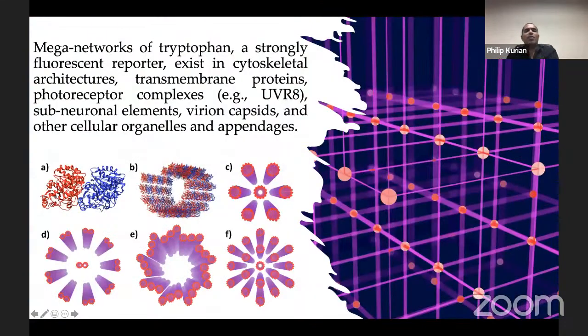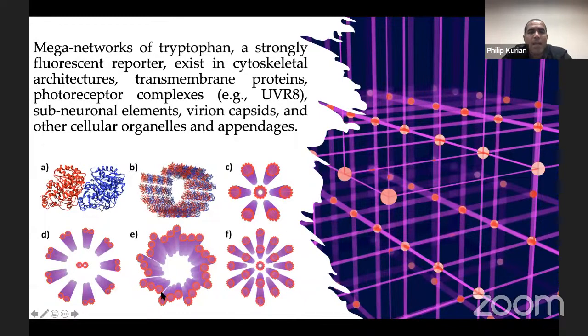Okay, so these networks of tryptophan that I described in microtubules and in tubulin, they exist actually throughout biology, and they form these large hierarchical networks in transmembrane proteins, photoreceptor complexes. There's actually one called UVR8, which specifically uses its arrangement of tryptophans to funnel energy in plants. They're found in subneuronal elements like axons. They're even found in viruses and in other cellular organelles and appendages.